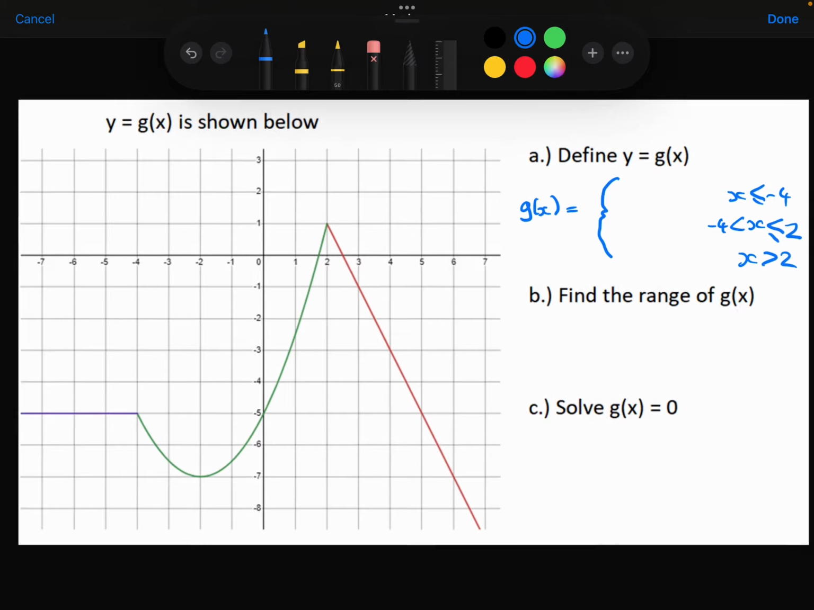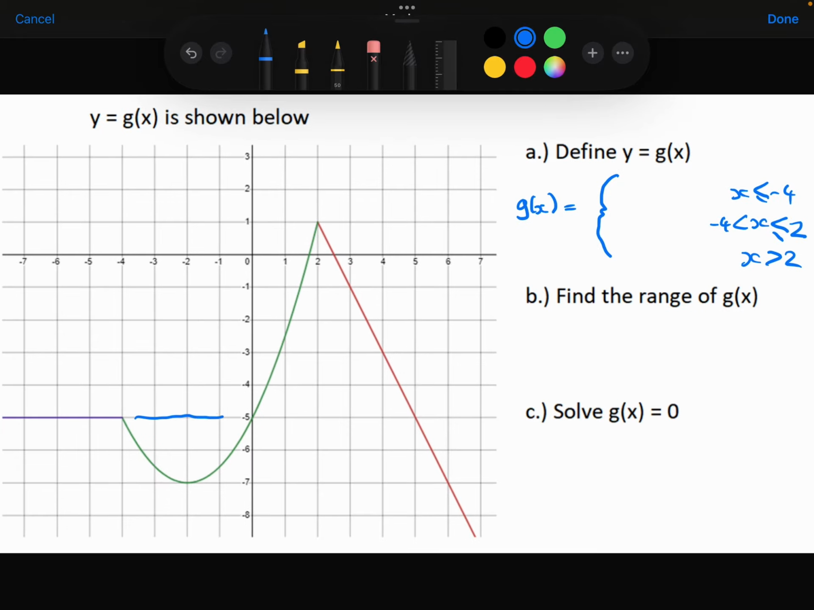Right, the purple horizontal line, that's nice and easy. I can see that the y coordinate is always just minus 5 if x is less than or equal to minus 4. The quadratic, let's do that one next.